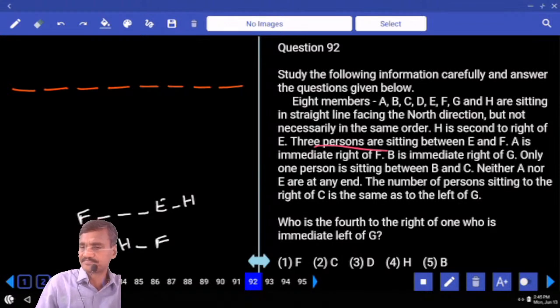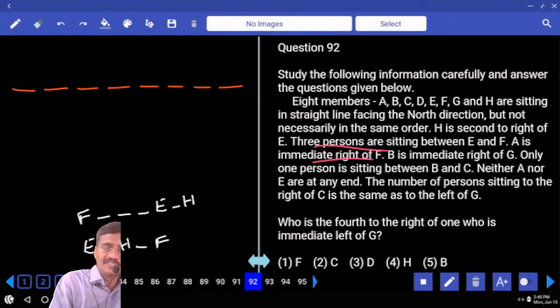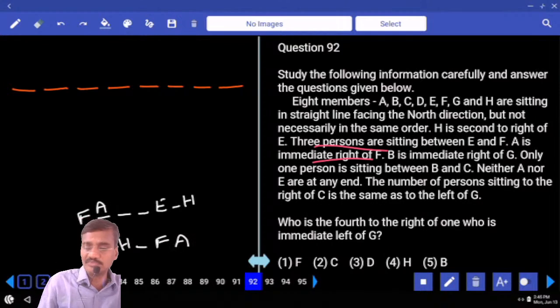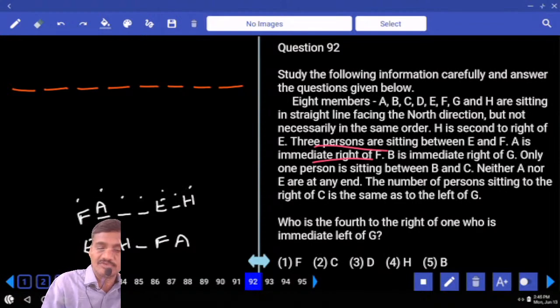And next one. A is an immediate right of F. A is immediate right of F, A and F. Here also A is to the immediate right of F, A and F. And B is to the immediate right of G. In this case, 1, 2, 3, 4, 5, 6, 7 persons were already there. And B is to the immediate right of G.